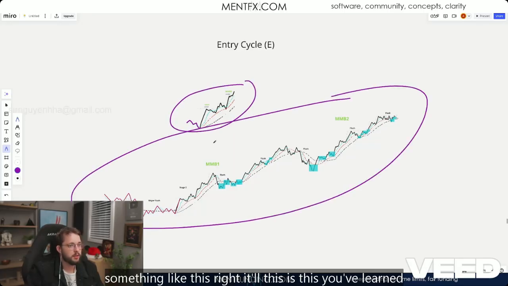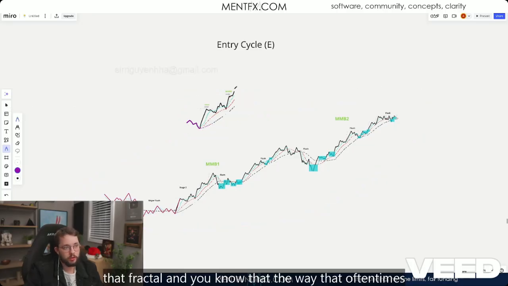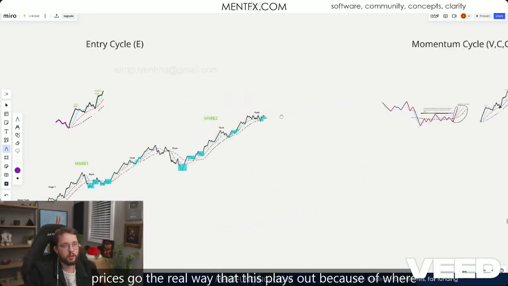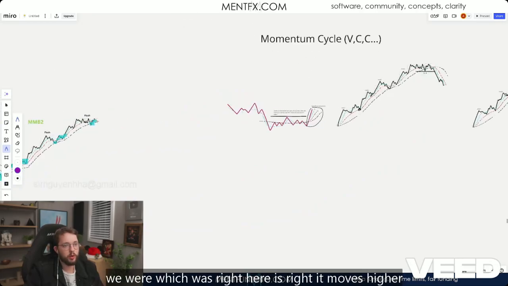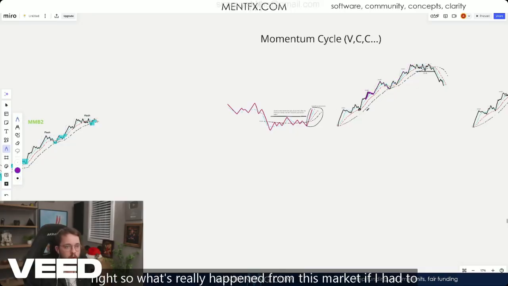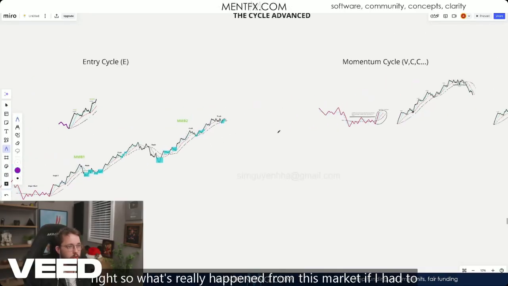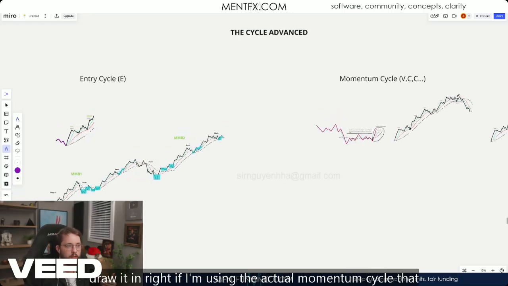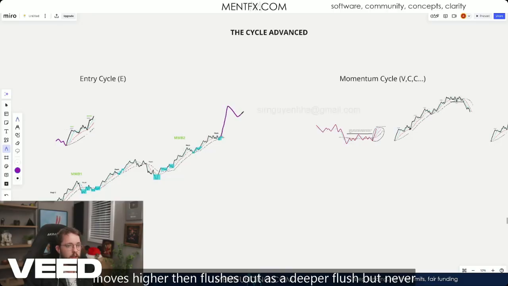You've learned that fractal, and you know the way that prices often go. The real way this plays out, because of where we were, which was right here, is it moves higher, flushes out again but doesn't come back, moves higher, flushes out again but doesn't come back, moves higher, way higher, right? So what's really happened in this market from there on out, if I had to draw it in using the actual momentum cycle that happened, is we're at that MMB2 right here. So price moves higher, then flushes out as a deeper flush, but never comes back here.